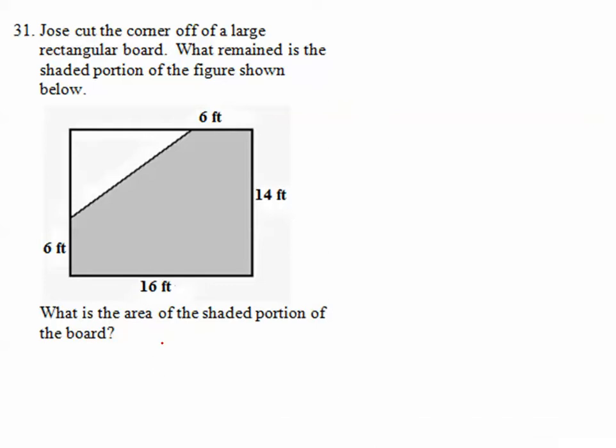Okay, so here is 31 through 40. Jose cut the corner off a large rectangular board. What remained is the shaded portion of the figure shown below. What is the area of the shaded portion?